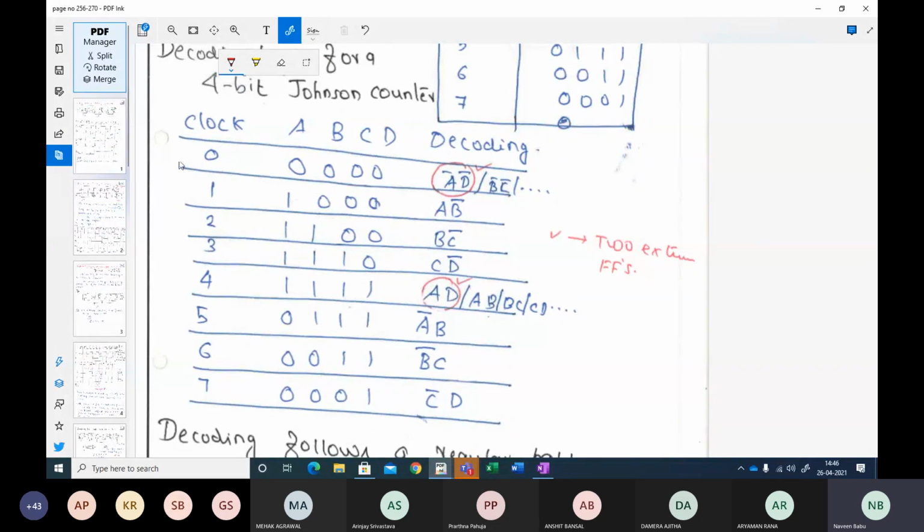These are the clock cycles, and these are the corresponding ABCD outputs. 0000, and there are multiple decoding logics. If you consider, I can have A bar B bar, A bar C bar, A bar D bar, likewise.